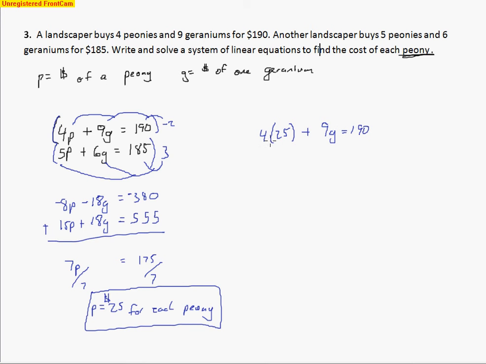Let's see what that would end up being. So this would be 100 plus 9g equals 190. So if I subtract that 100 from both sides, I get 9g is 90. So dividing by 9 leaves me with $10. So $10 for each geranium, and the peonies cost the $25.